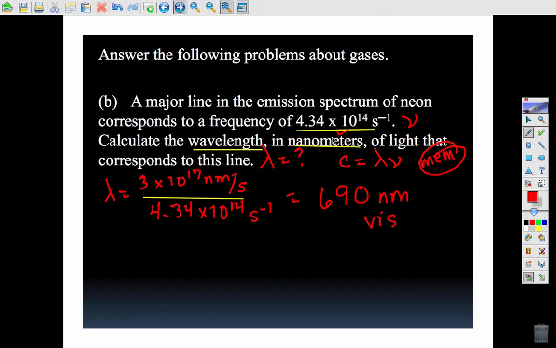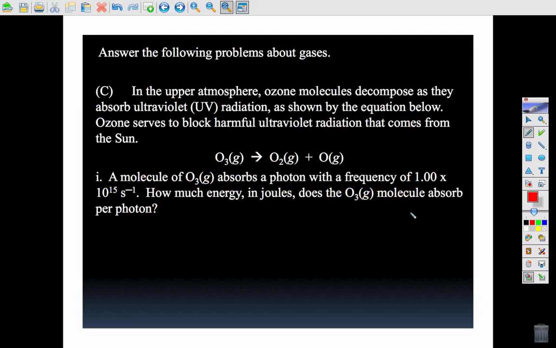Now we're going to shift gears just a little bit more, because these questions are fairly integrated. And this time it's talking about a chemical reaction. And we have a molecule that's going to absorb light, and in doing so, it's going to break a bond. And that's how we're going to go from here to here, as it requires breaking bonds. And so the question is, how much energy in joules does it absorb per photon? And we are given the frequency. So we have frequency. We're asked for energy of a photon.